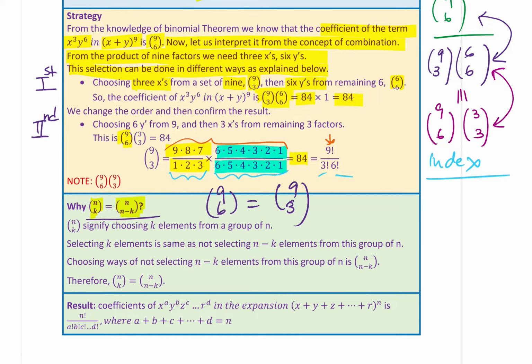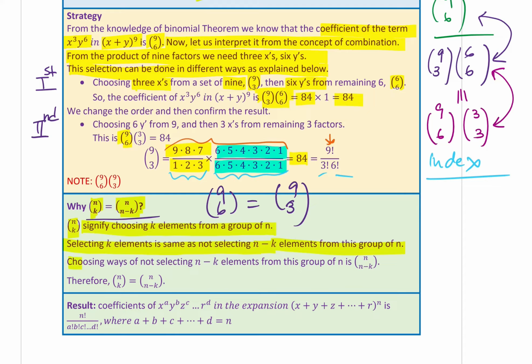You can see that what does nCk mean now? It signifies choosing k elements from a group of n. That's what it means, right? Selecting k elements is the same as not selecting n minus k elements from the group, right? So if you have to select k elements from n, you may instead not select these k, but select the other n minus k. Even then you form a similar team. Do you get the idea? So that is the whole concept.